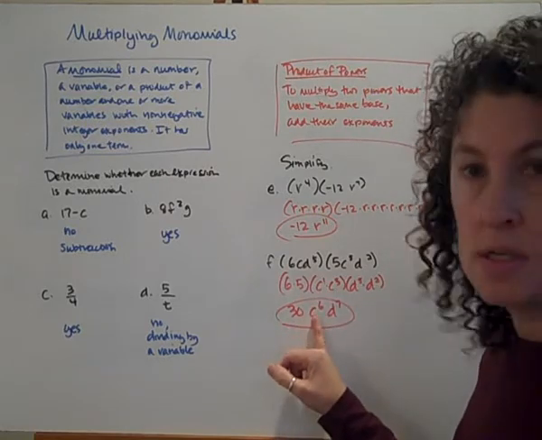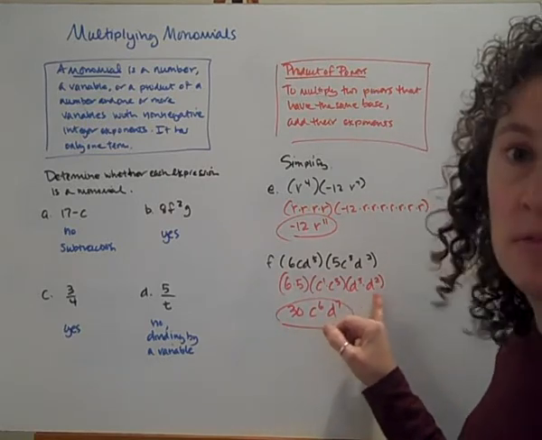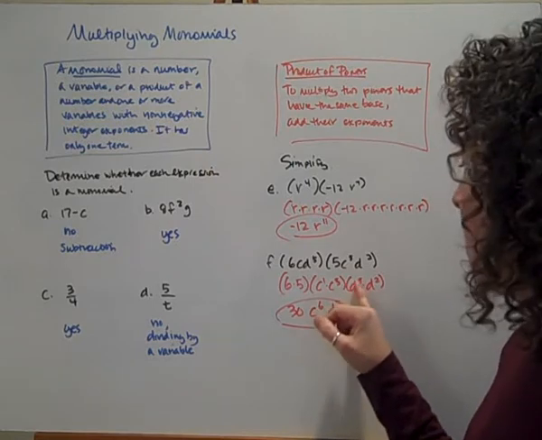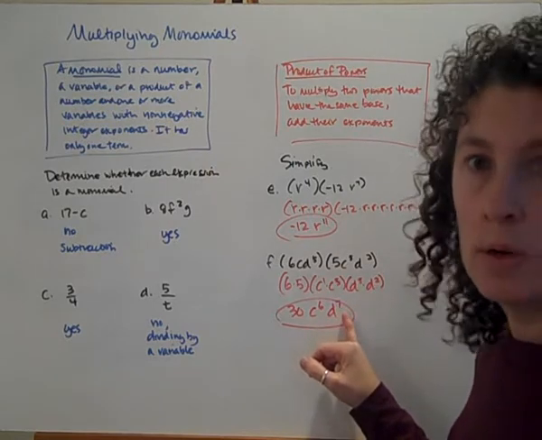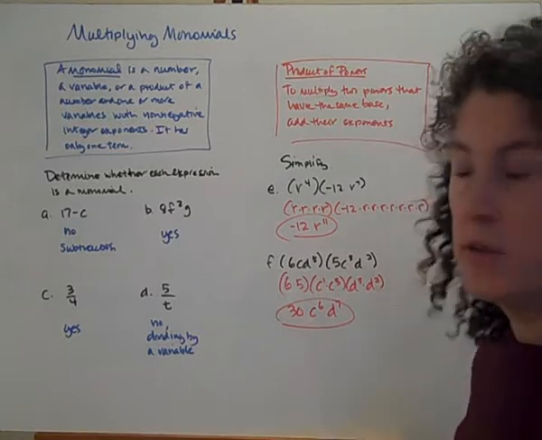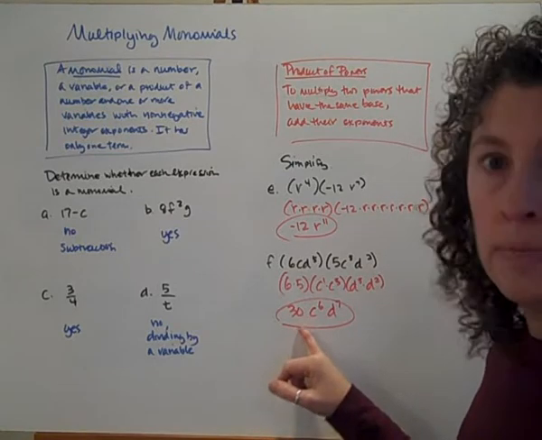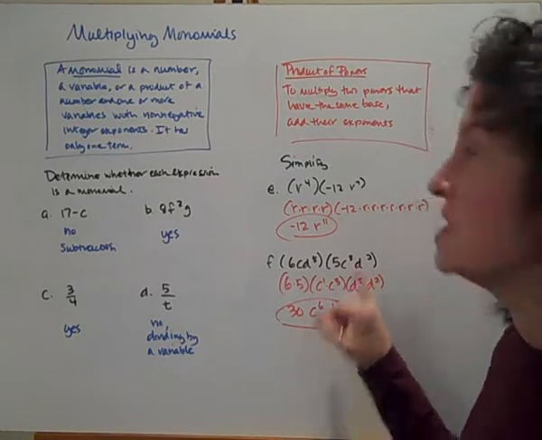Keep the base, which is a c. Here I have my bases of d's. I can clump those together. I have 5 of them and then 2 of them, which gives me 7 of them altogether. So my simplified version of this product is 30 c to the sixth d to the seventh.